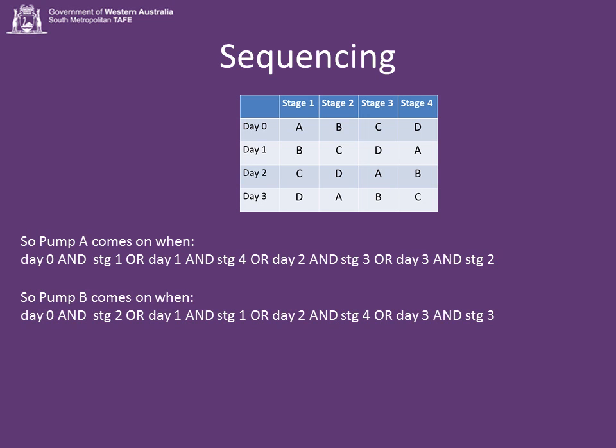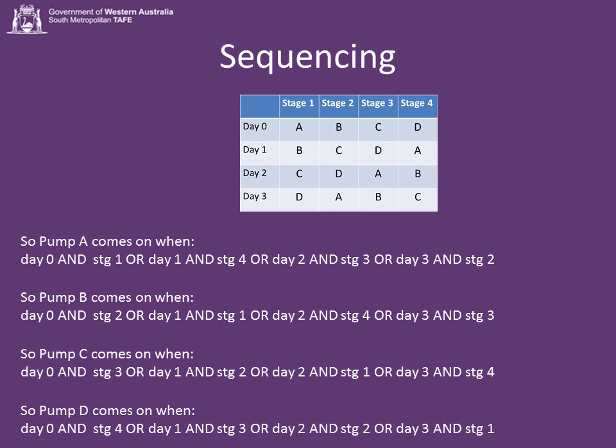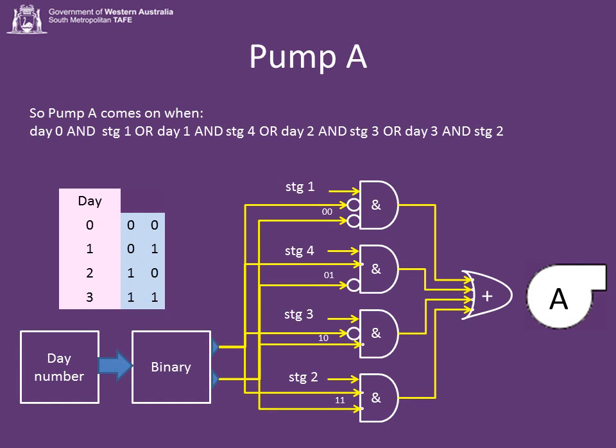Now I'll just add the other pumps. That's pump B, pump C, and pump D. Ands and ors, well, that's just logic. I hope you can see how this could be adapted for the rest of the pumps. From now on, it's just a case of slogging away and actually producing the program.